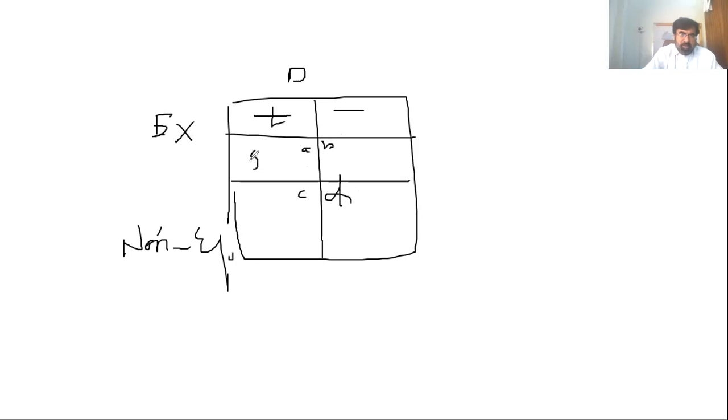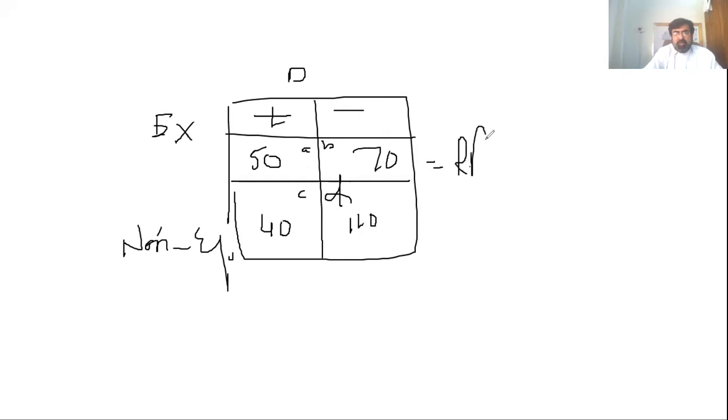For example, here 50 people out of 120, 70 did not develop the disease. Here 40 people developed the disease, and out of, let's say 150, 110 did not develop the disease. So what will be the relative risk?